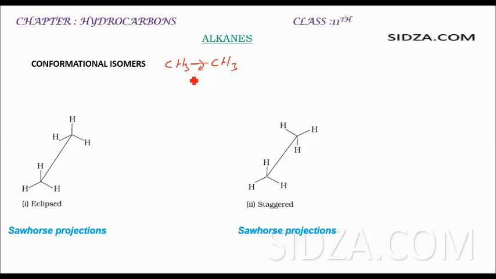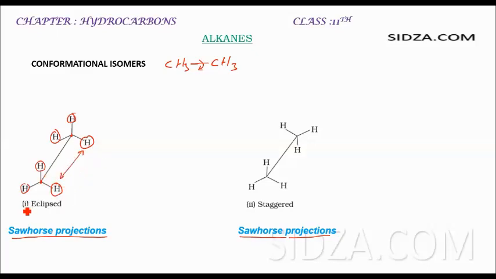This is carbon number 1, this is carbon number 2, and this is the Sawhorse projection, how we can show the ethane molecule. It is as if you are looking at the molecule from the top, and you can find the 2 carbon atoms, with the bond length completely visible to you. This is the front carbon, this is the back carbon, and these are the 6 hydrogen atoms around them: 3 hydrogen atoms here, and 3 hydrogen atoms on the second carbon.